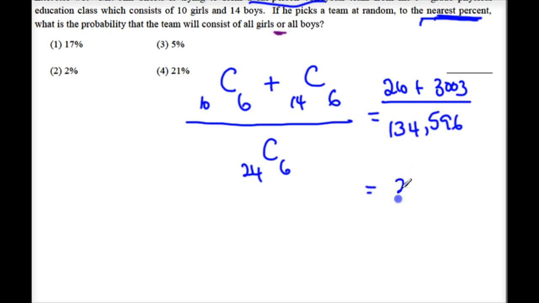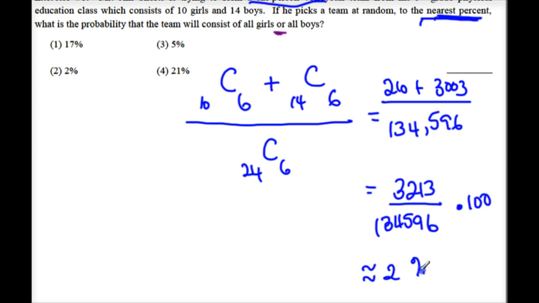This is actually 3213 over 134,596, and I want to multiply this by 100 because they asked me for percent. So this is going to be approximately 2%. It actually works out to be 2.387 and it keeps going. So to the nearest percent will be 2%, which is choice number 2.